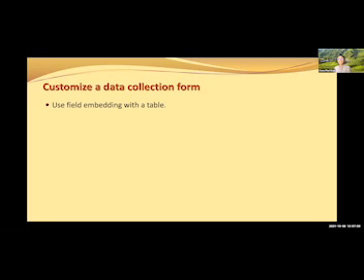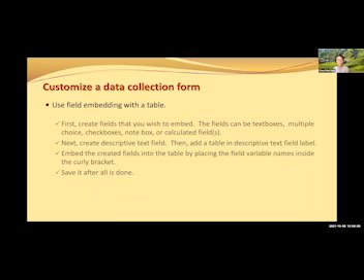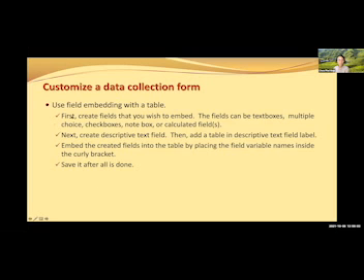To customize a data collection form, you use a field with a table. This is the most common one. Here are the steps. First, you create a field that you want to embed. The fields can be text boxes, multiple choice, checkboxes, note boxes, or even calculated fields. Next, you create a descriptive text field. Then you add a table in the descriptive text field label. And then you embed your created fields into the table by placing the field variable names inside the curly brackets. Once you're all done, save it.